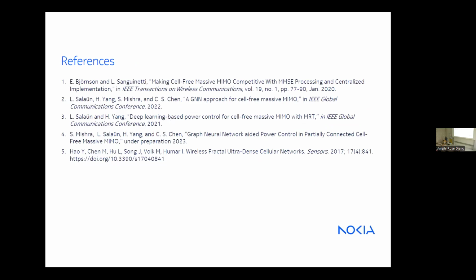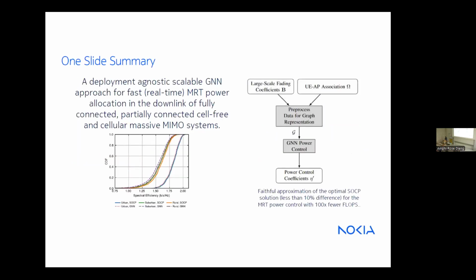These are the references that I have used for the talk. Some of them are our papers, others are the canonical references for the GNN. But in a nutshell, this is what our work is. Given the large scale fading coefficients, you can actually generate the power control coefficients very fast using a clever representation of the network and using a graph neural network on that clever representation. So thank you for your attention. Any questions?